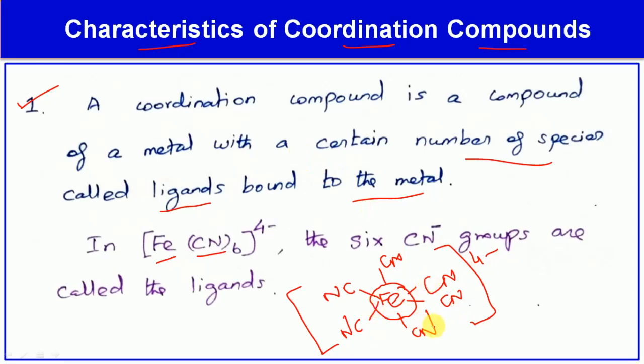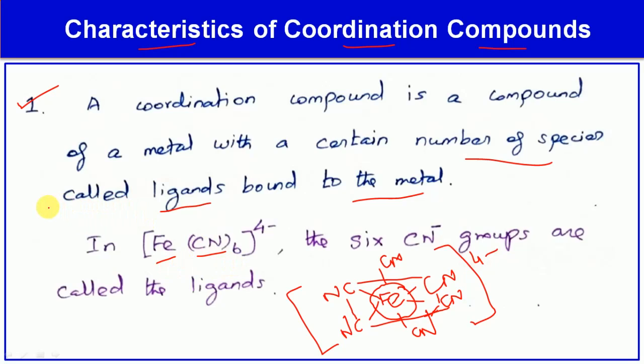So a coordination compound is a compound of a metal with a certain number of species. Here, how many species are there? There are 6. So the coordination number here is 6, and the oxidation state is 2 plus in this coordination compound.